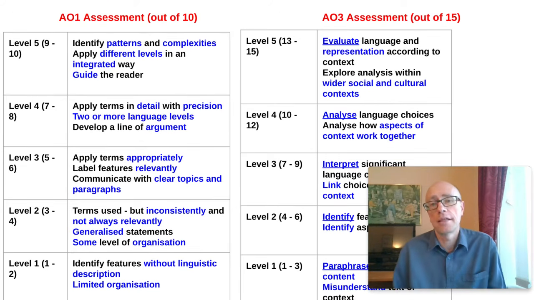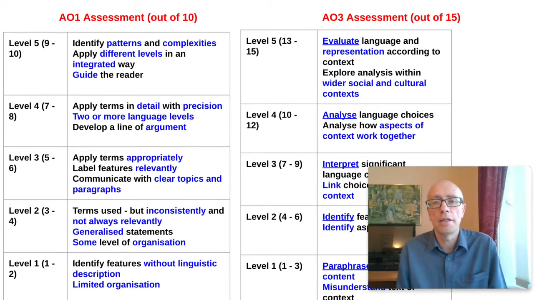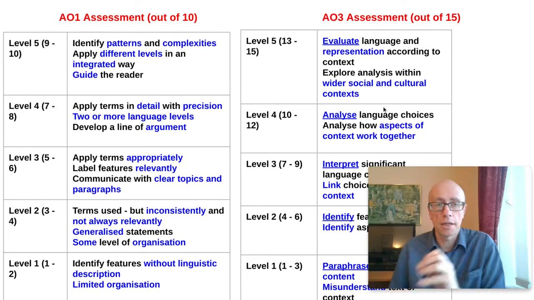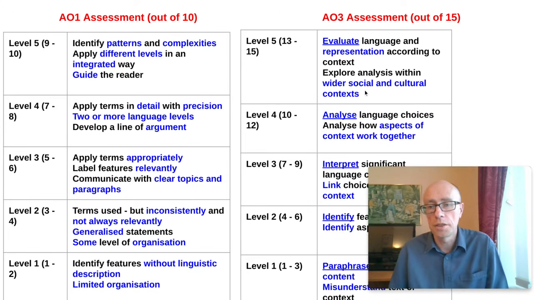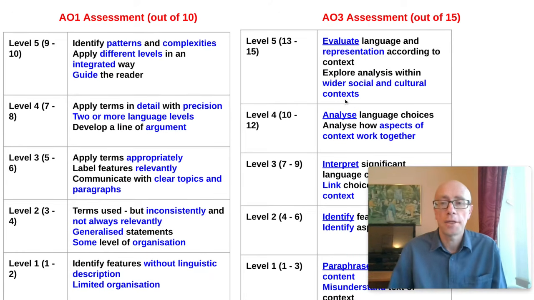The other thing I want to draw attention to here is the wider social and cultural contexts. This is particularly important for your older texts, because they're a little window onto a past world, these older texts. They may be 100 years old, they may be 150 years old, and therefore this little text might tell you quite a lot about the sort of attitudes and values that people were expected to have in those particular times. So if you can link the representations to the wider social and cultural context going on in society at the time, then you are likely to be getting a very high mark.